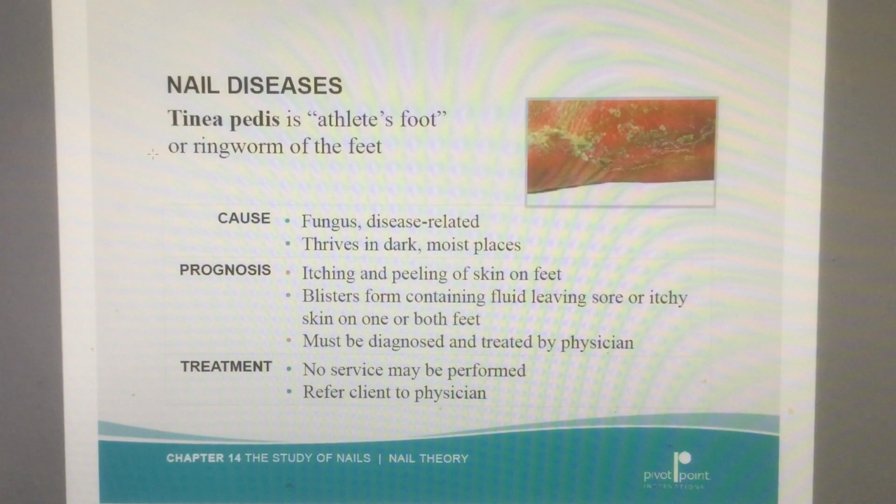Tinea pedis is athlete's foot or ringworm of the feet. Cause, fungus, disease related. Thrives in dark, moist places. Prognosis, itching and peeling of the skin on feet. Blisters form containing fluid leaving sore or itchy skin on one or both feet. And then it must be diagnosed and treated by a physician. As far as treatment, no service may be performed and you need to refer the client to a physician.